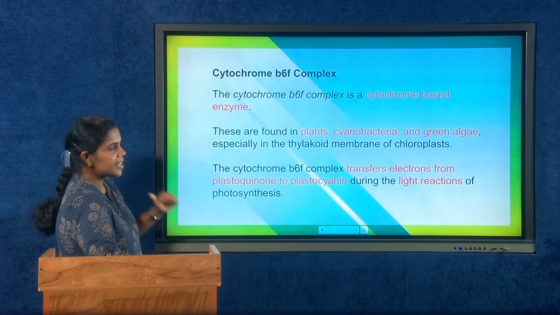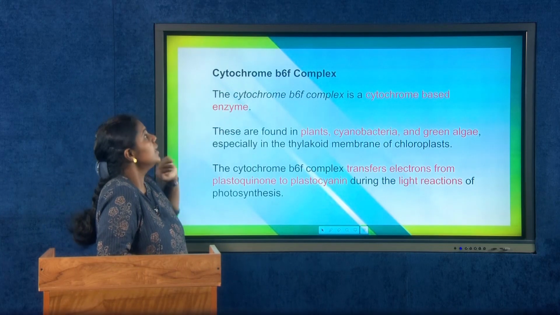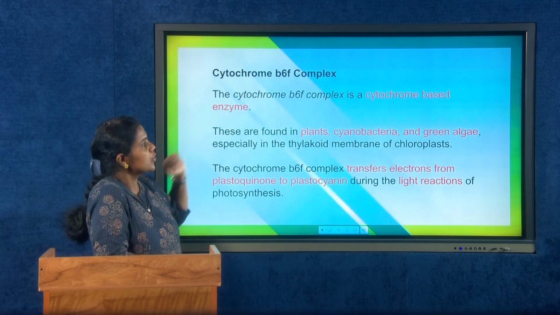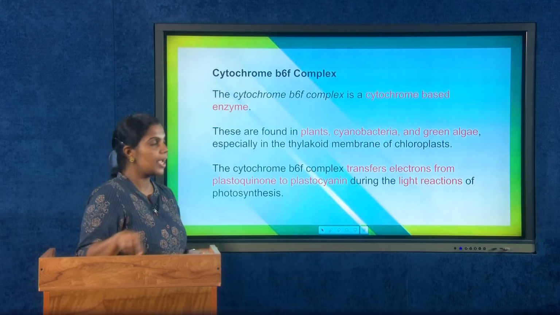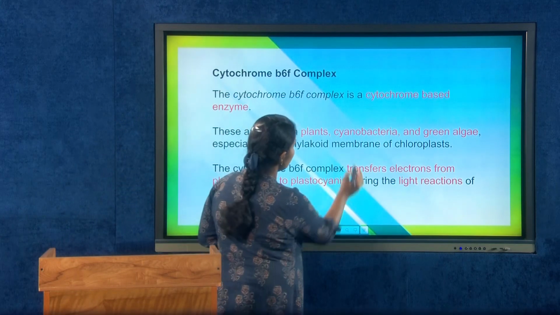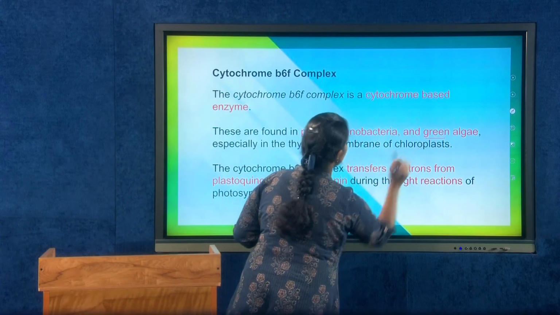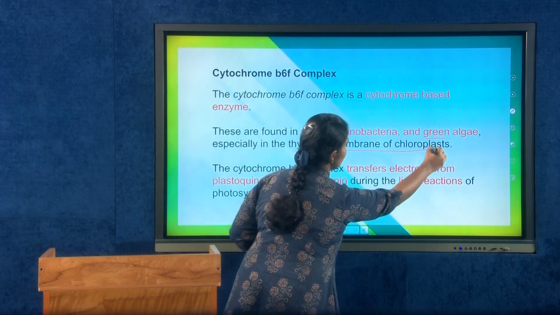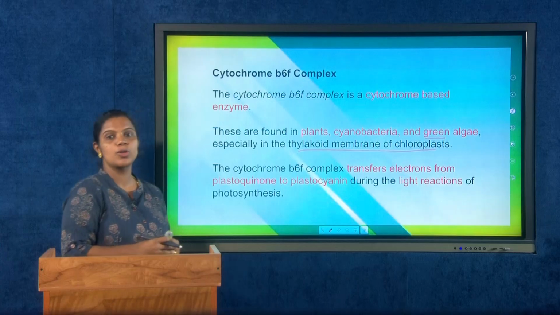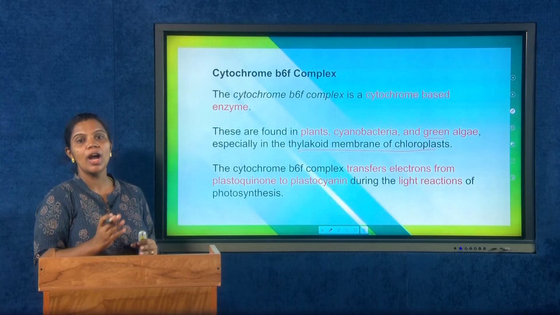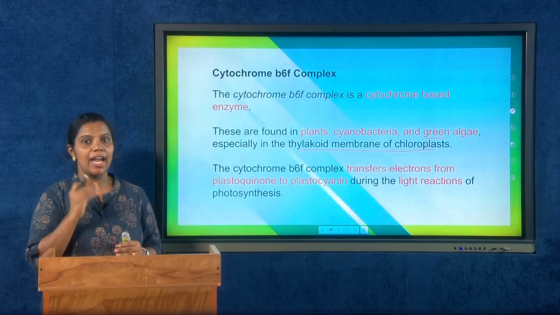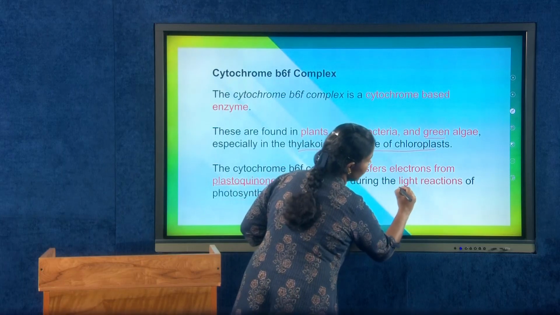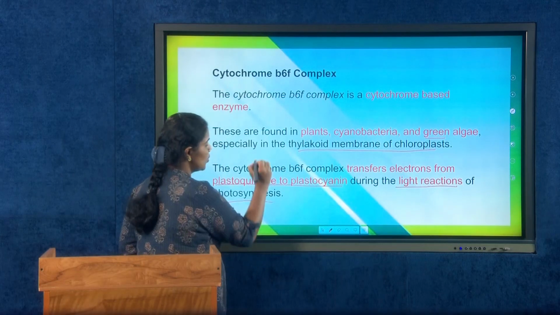Now, we move on to the next cytochrome category, that is the cytochrome b6f complex. This is another cytochrome based enzyme which is found in plants, cyanobacteria and green algae. It is found in the thylakoid membrane of the chloroplast and it is part of photosynthesis. So, what is the function of the cytochrome b6f complex? It transfers electrons from plastoquinone to plastocyanin during the light reaction of photosynthesis.